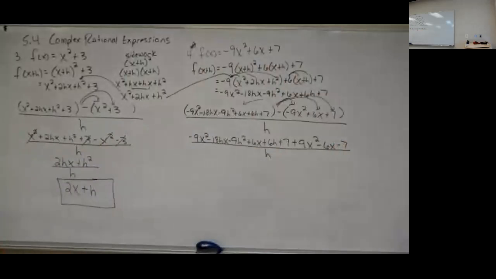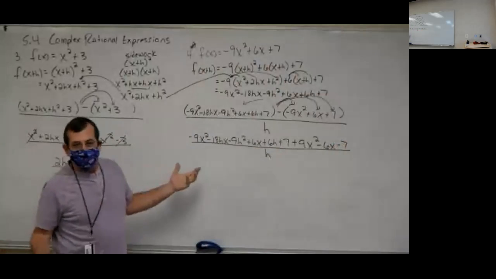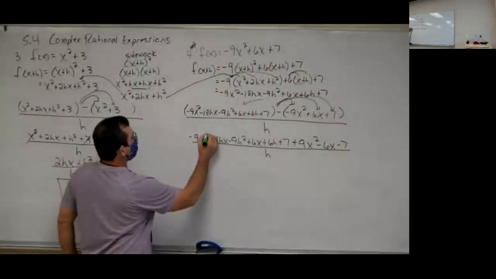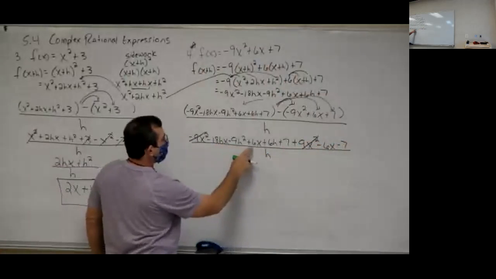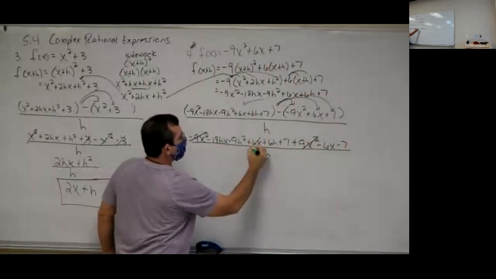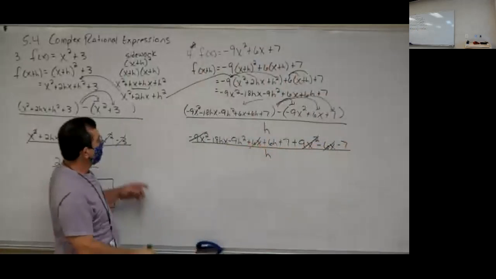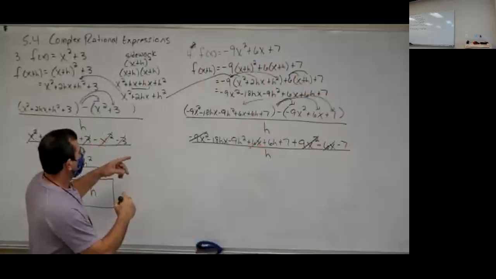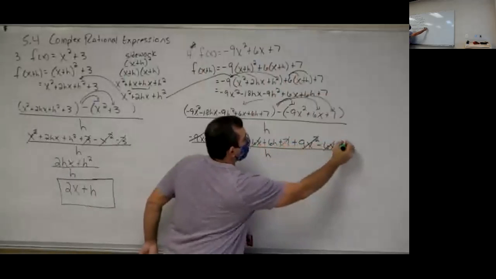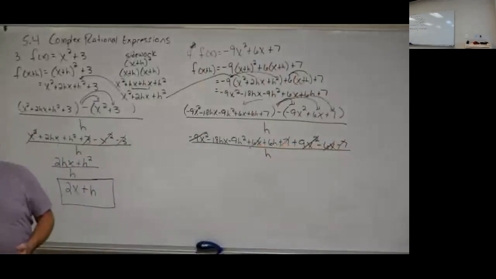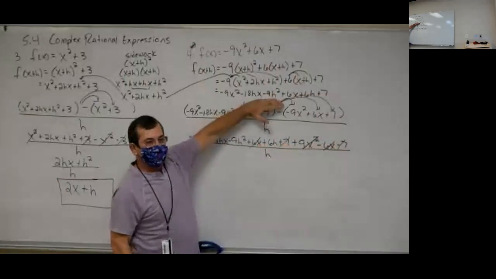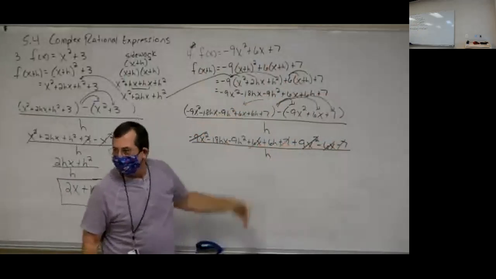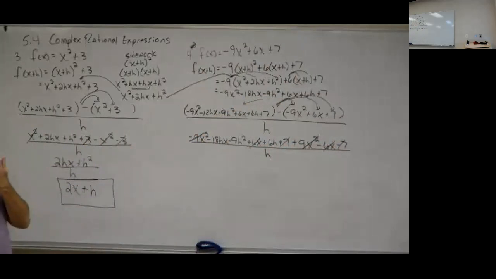Now, your stuff won't cancel. Remember, if it don't have an h, it's gone. So that 9x squared right here is it. That's got an h, that's got an h. So I know the 6x is going to cancel with a negative 6x. And y'all had one more. What was it? 7. 7 and negative 7. Really, if you can figure this stuff out and then drop everything that don't have the h, you're going to get the same thing.